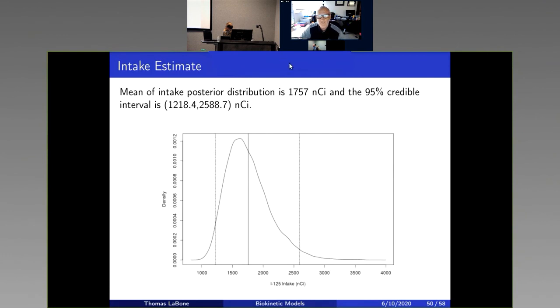This is the mean of the intake posterior distribution, and it was estimated at 1757. We got 1620, I think, out of the first least squares. And this is the credible interval, you see 1218 to 2589. And you can see that it's log normally distributed pretty much also. It looks that way. I didn't try to fit it.